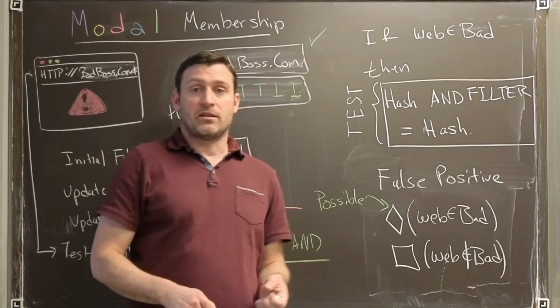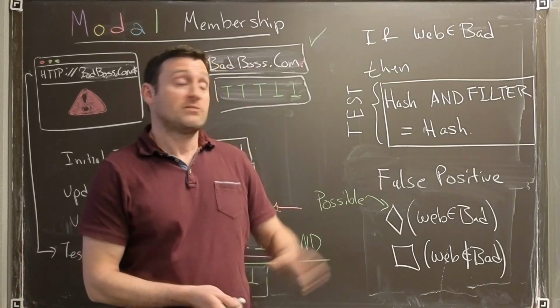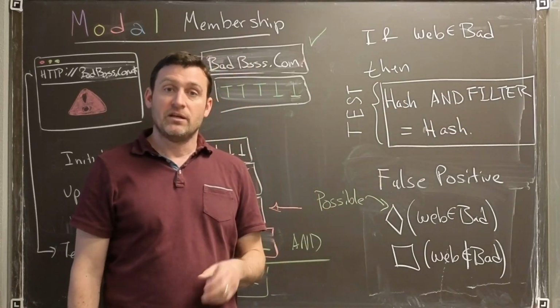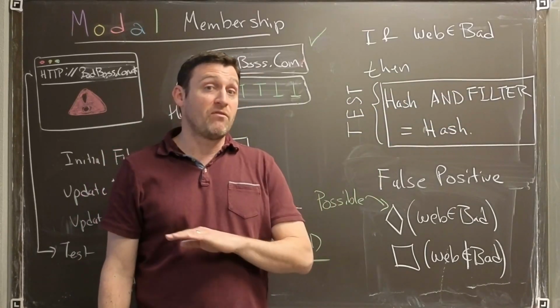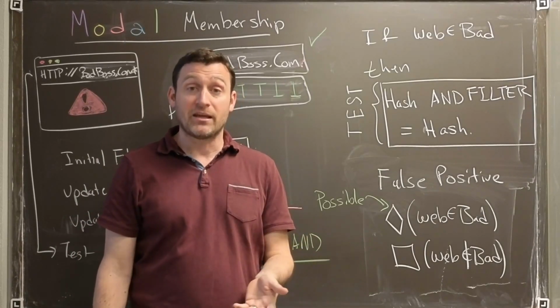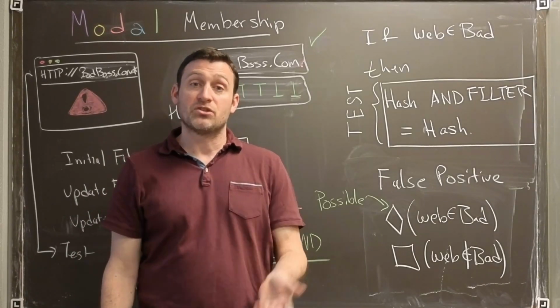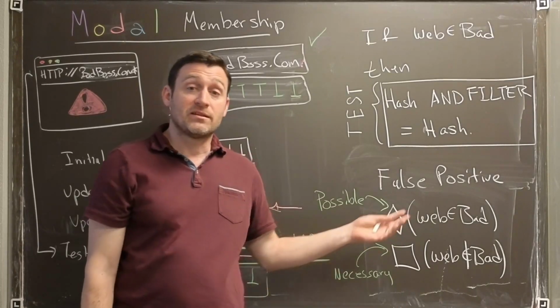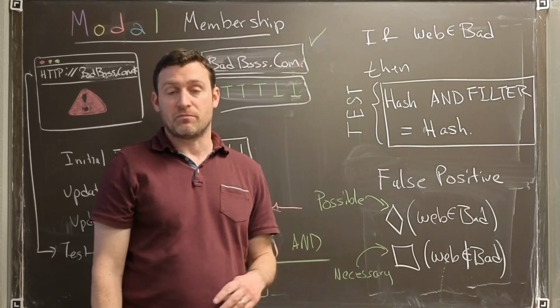There's a flip side to this. Suppose we take a test, we run the hash, and we AND it with the filter, and it's not equal to the hash. In that case, we're guaranteed that we've never seen that web page on a negative list before. So we can be certain about that, and we add that. So we say that it's a necessary condition that the web page isn't bad.